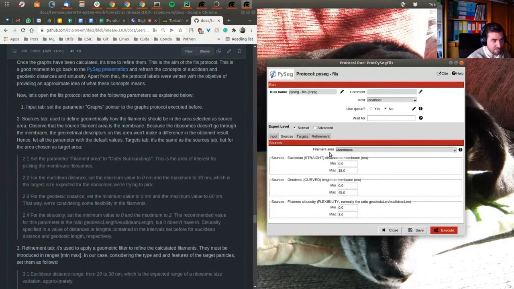So in this case, for example, I'm going to forget about the sources. I'm going to specify it is the membrane. I'm going to pick, I want the filaments to be from the membrane to the outer surroundings.